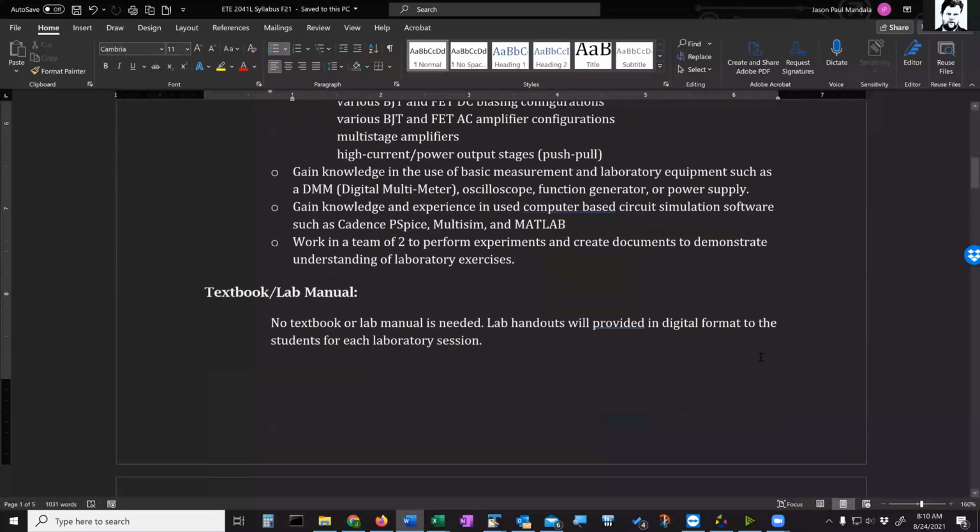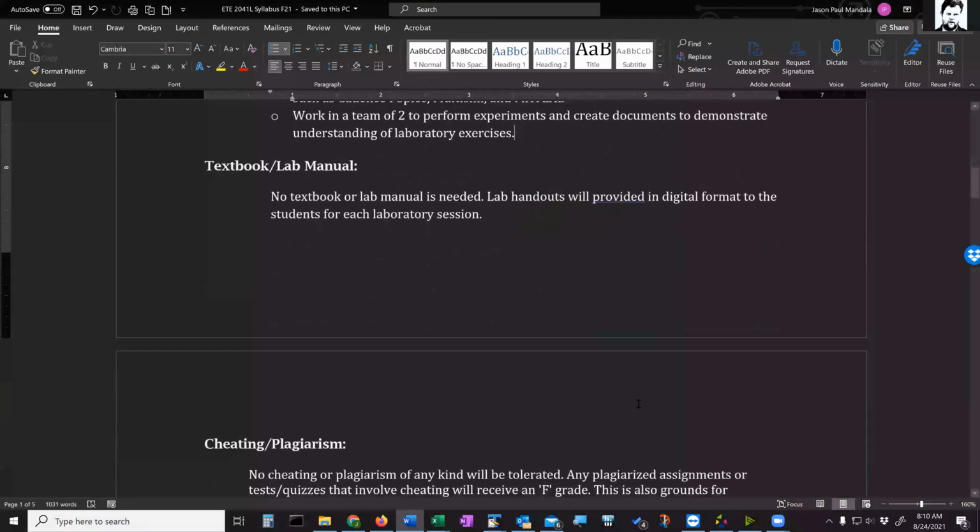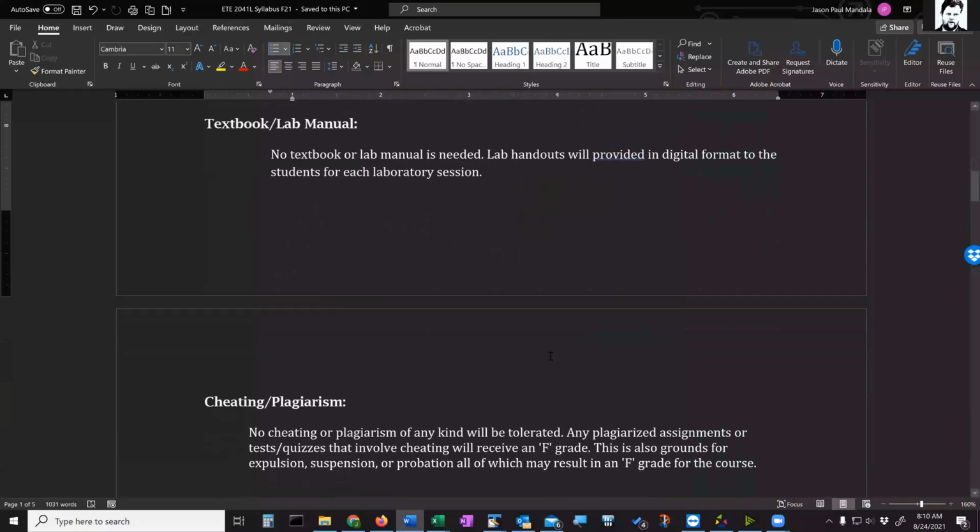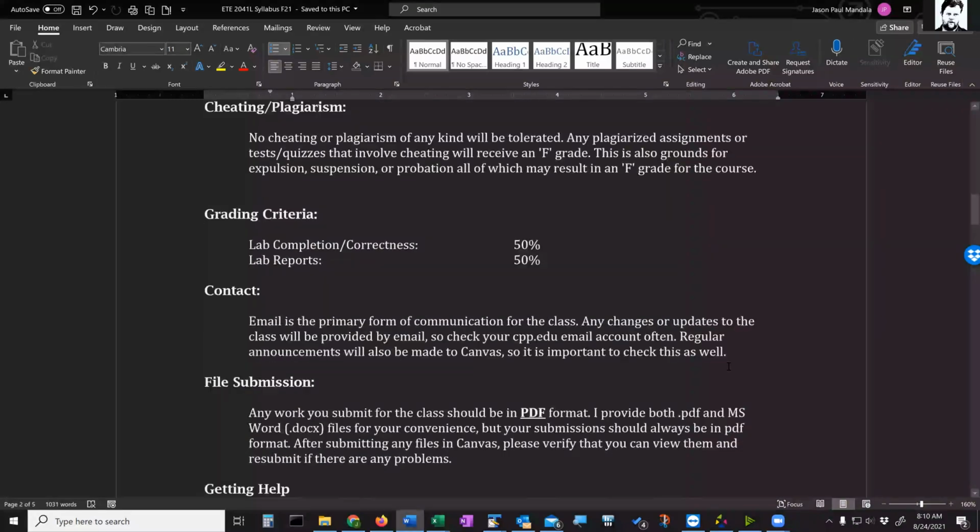There is no lab manual for the lab. I'm going to provide you some handouts each week. So you don't need to buy any lab manual or textbook or anything like that. So every week I'm just going to provide you a handout.